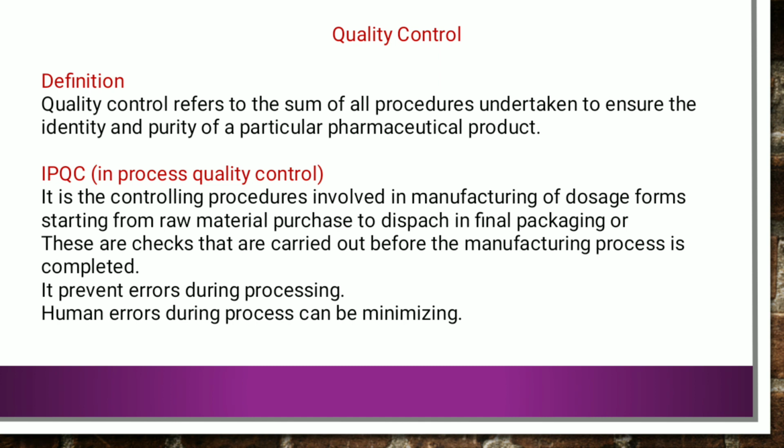Then IPQC, that is in-process quality control, is the procedure involved in manufacturing of dosage forms, starting from raw material purchase to dispatch in final packaging, or these are checks that are carried out before the manufacturing process is completed. That is, we can say that IPQC is the process of checking the quality in between or during the manufacturing process. It prevents errors during processing, and human error during processing can be minimized, if any.